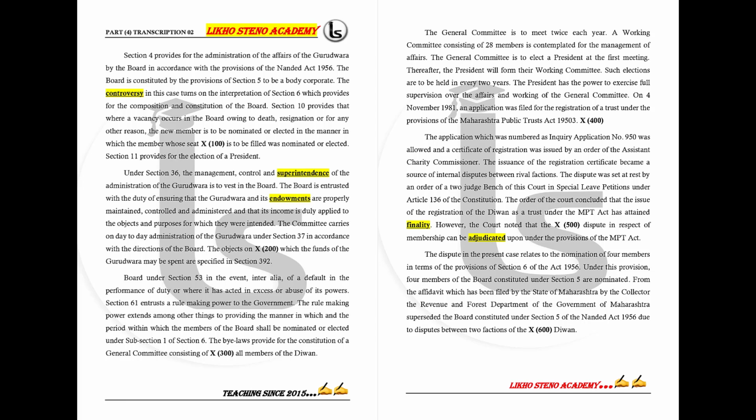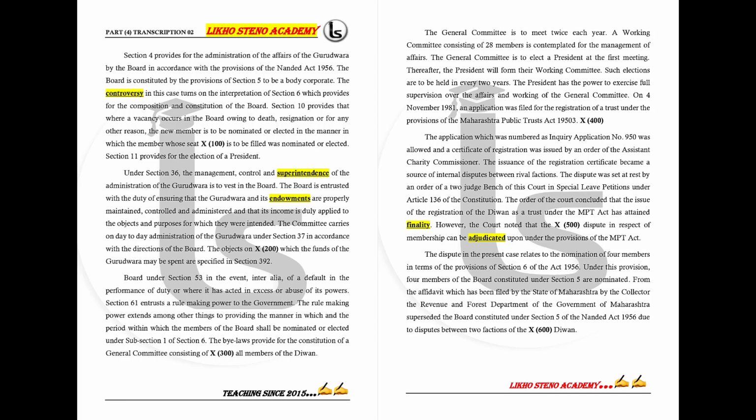The general committee is to elect a president at the first meeting. Thereafter, the president will form their working committee. Such elections are to be held in every 2 years. The president has the power to exercise full supervision over the affairs and working of the General Committee.